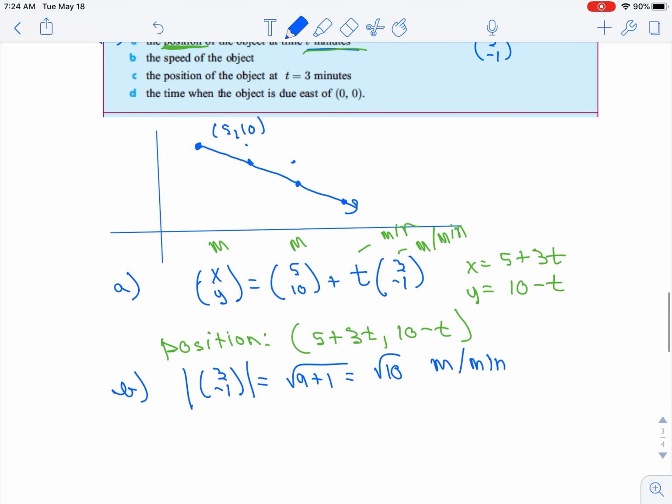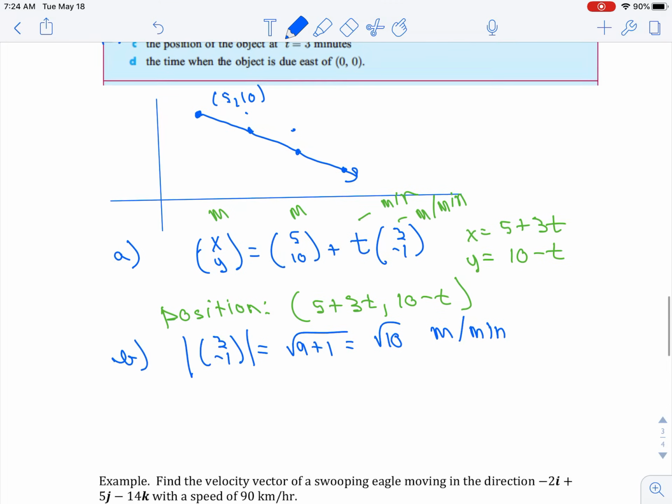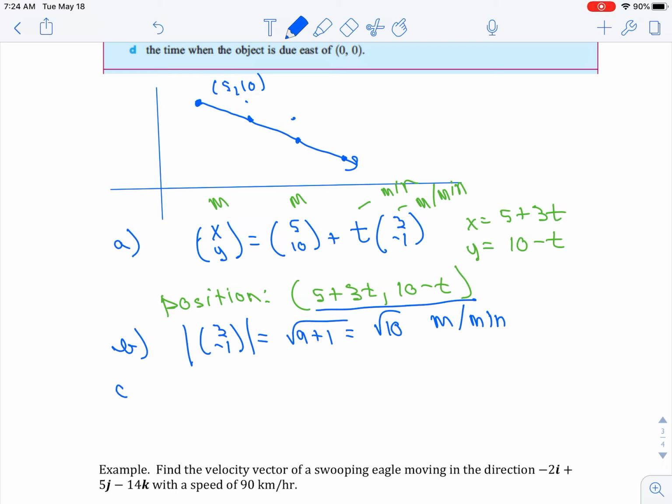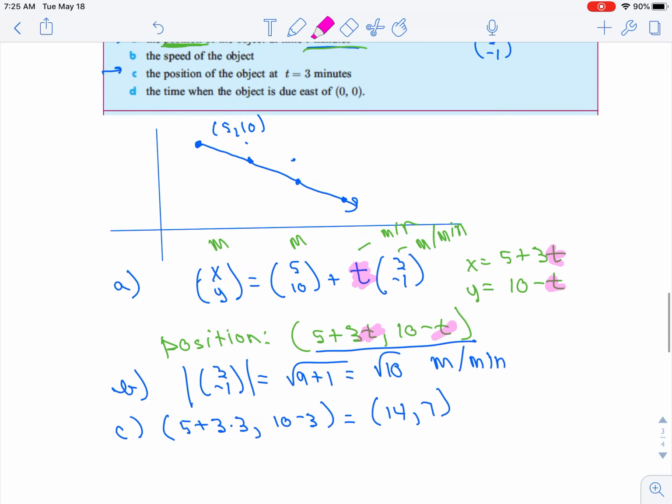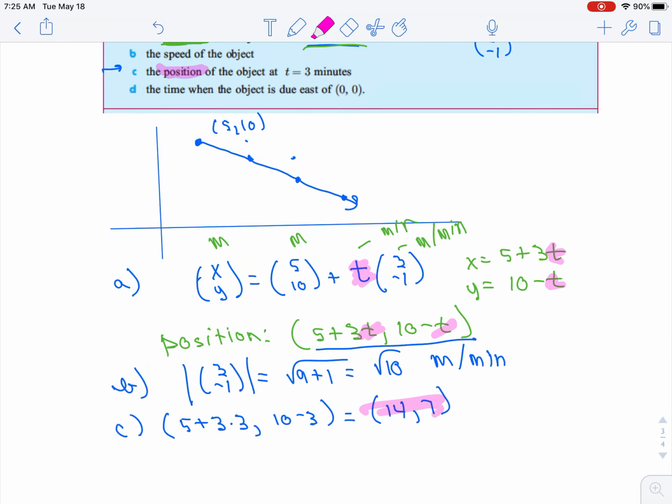In question C, it asks, what is the position at time equal 3? Here's our general position formula right here. The position at time equal 3, we just sub in 3 for time. So (5 + 3 times 3, 10 - 3). That turns out to be (14, 7). Certainly you could have subbed the 3 into any of those formulas; it doesn't matter. But notice that your final answer, because it's asking for position, is going to be an ordered pair like I have here.